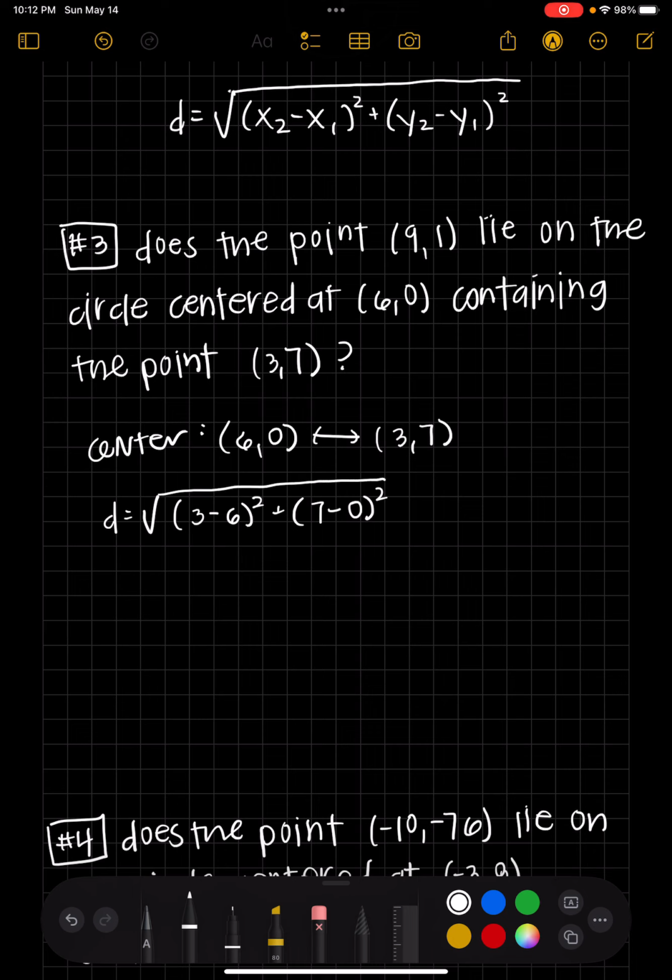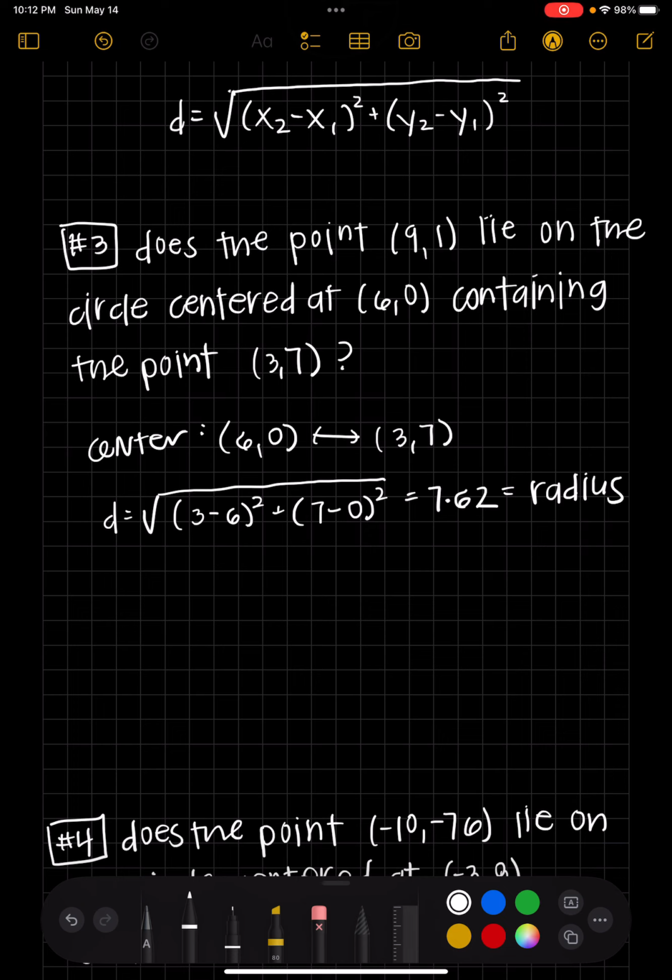All right, now let's plug that in. So we get the square root of, okay, and I end up with 7.62 approximately. Because we know that's the center and that's the point that lies on the circle, we know this is the radius for sure.